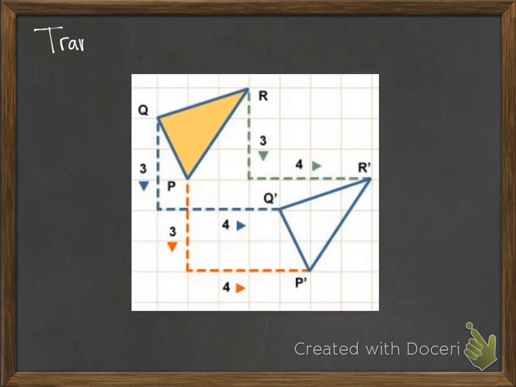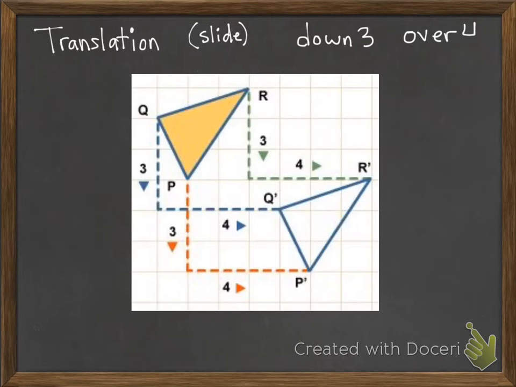A translation is when we slide a shape. On a coordinate plane, we can slide the shape down or up, left or right. For example, this triangle QPR has been translated down 3 spaces and over 4 spaces to the right. We put an apostrophe on the letter to show that it's already been translated.